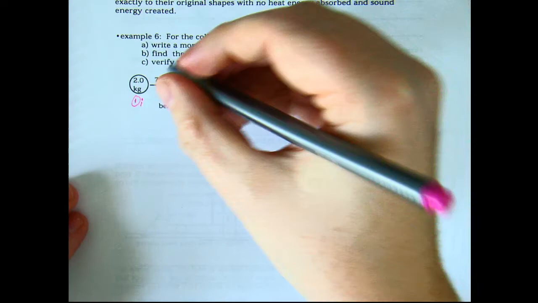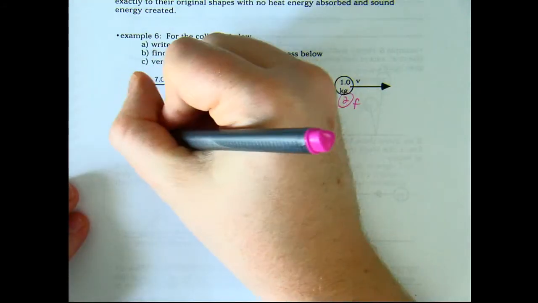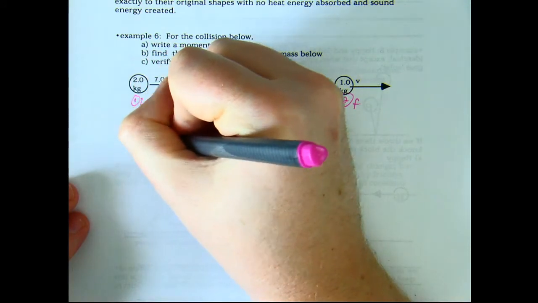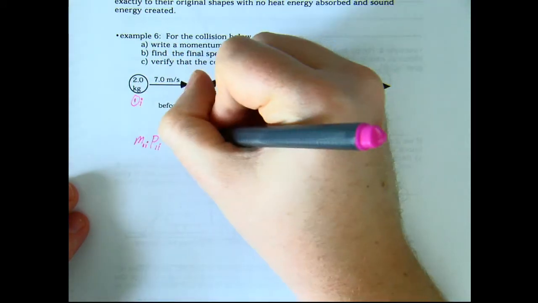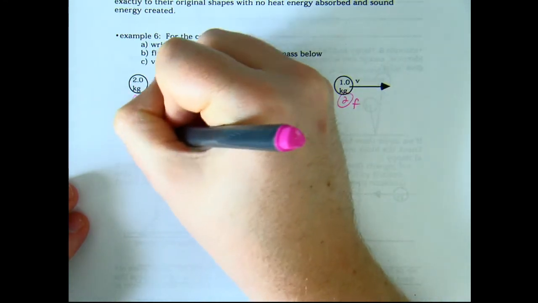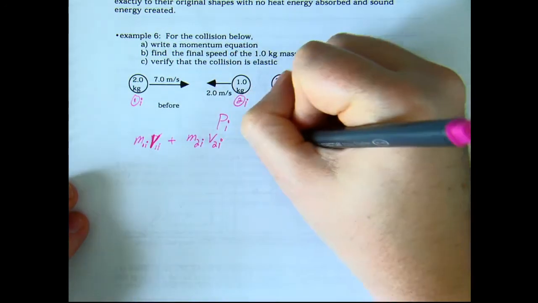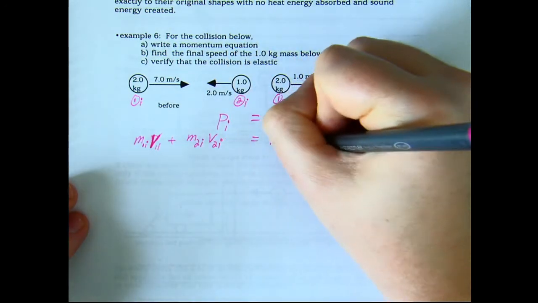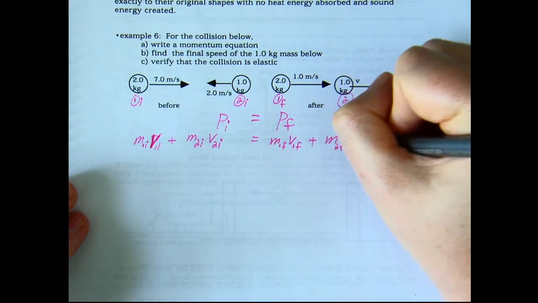So this guy here, my momentum initial is going to be M1 initial V1 initial, plus M2 initial V2 initial. Sorry, that's a V, MV. This is going to equal M1 final V1 final, plus M2 final V2 final.